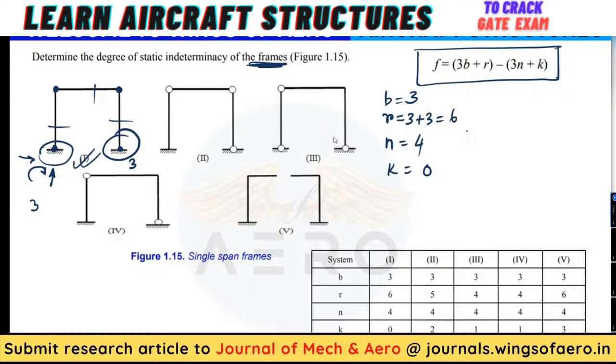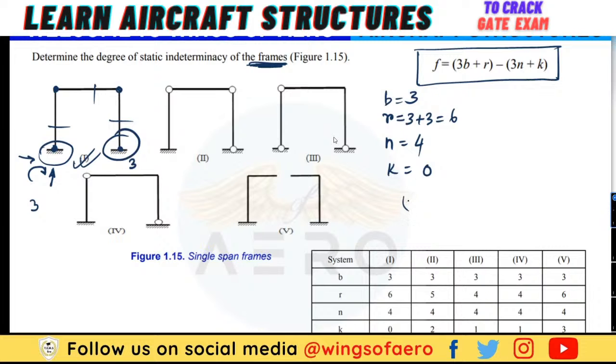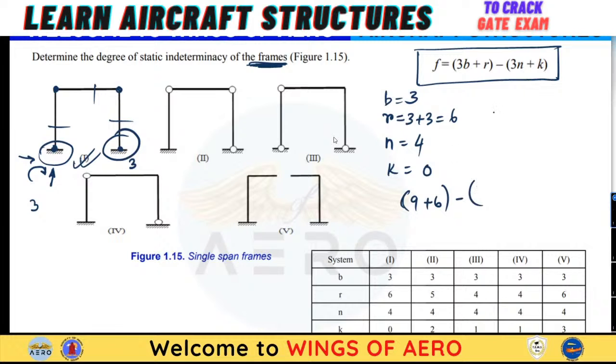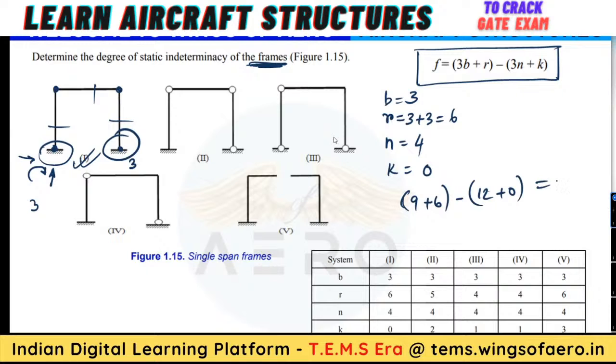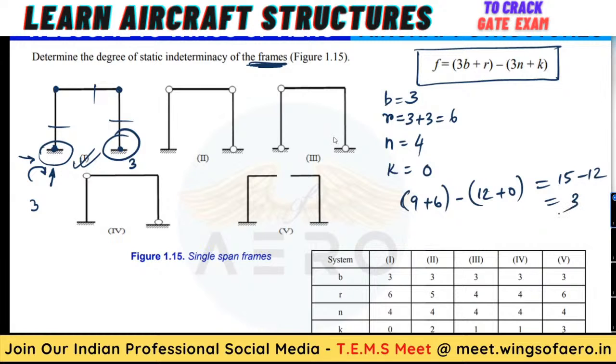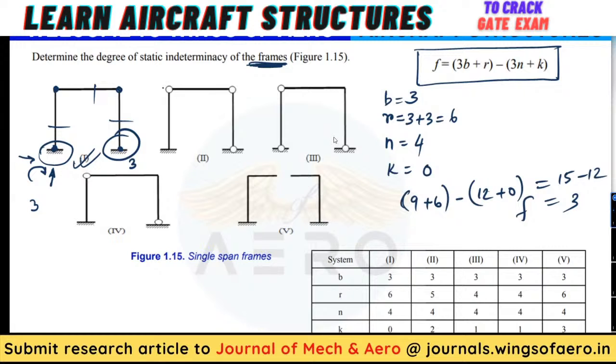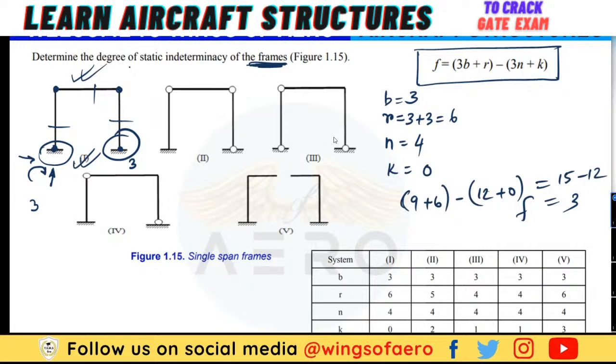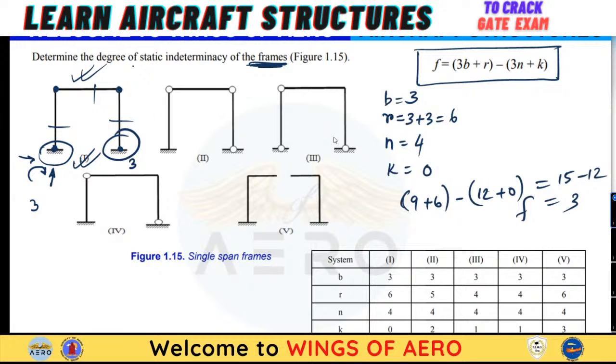So in this kind of consideration, the K value will be changing. So simply find out the values and substitute them over here. So we have 3 into 3, 9, plus 6, minus 3 into 4, 12, plus 0. What is the value we get? 15 minus 12. So here 3 is the degree of static indeterminacy of this particular frame. Okay?